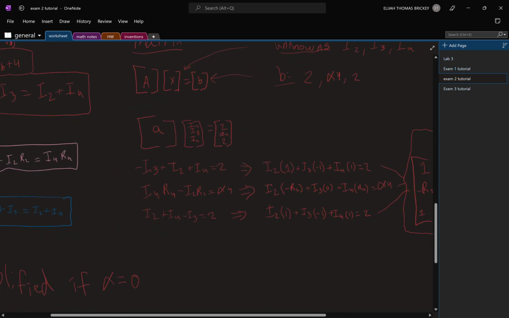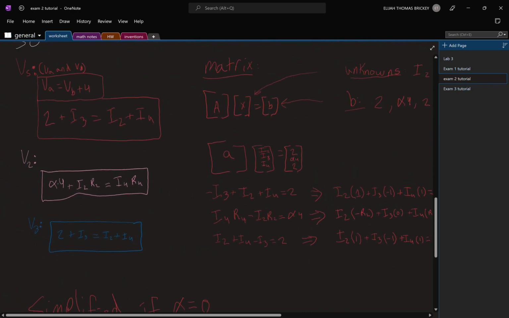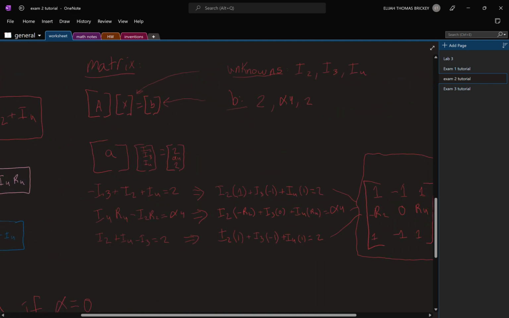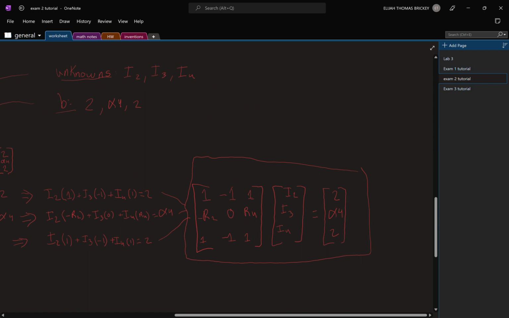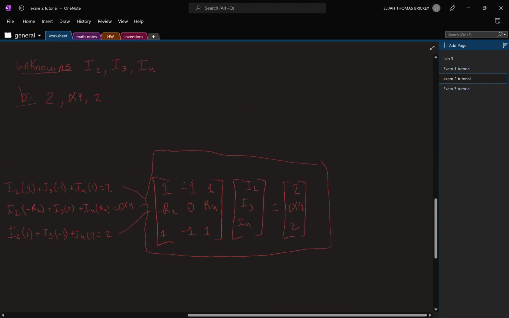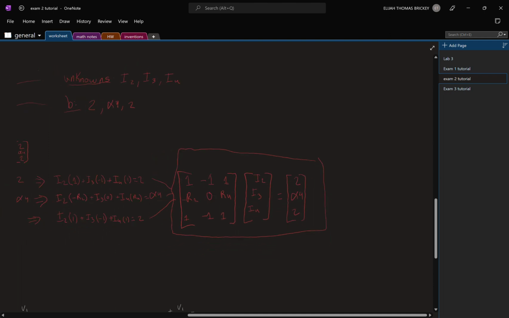A I found by taking these three equations. I chose to do this one. And after creating the B as in what's equal to, I isolate them into terms of I2, I3, and I4 on all three. And I end up with this equation: 1, negative 1, 1, negative R2, 0, R4, 1, negative 1, 1, times I2, I3, I4, equals 2, R4, and 2.